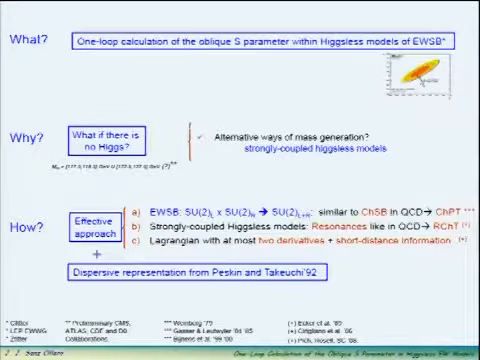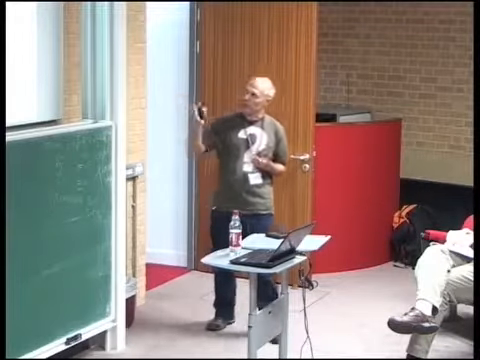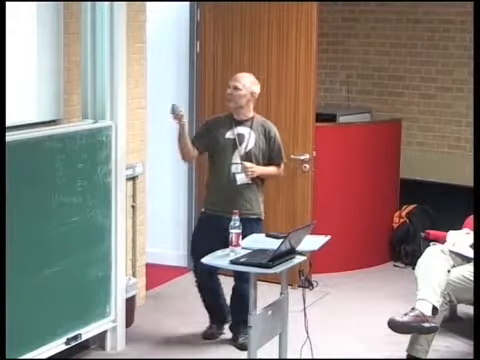We also take into account that many strongly coupled Higgsless models produce resonances like in QCD. Therefore we think it's proper to use the theory that we use in QCD, which is resonance chiral theory. We'll use the Lagrangian with at most two derivatives, and we will impose further short distance conditions. We'll plug it into the dispersive representation from Peskin and Takeuchi.